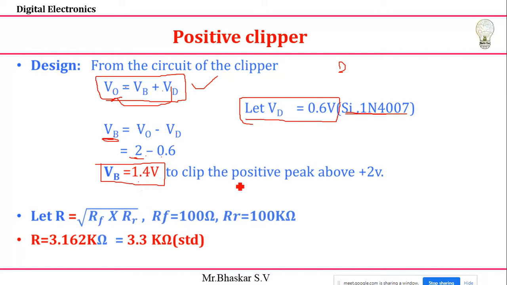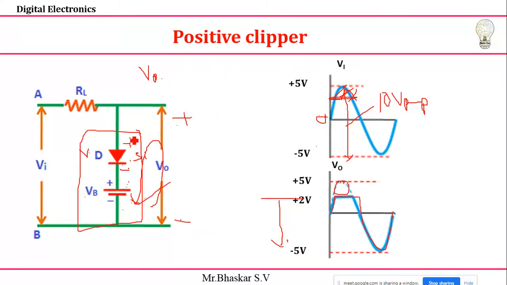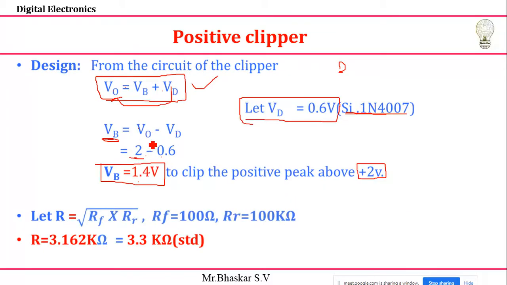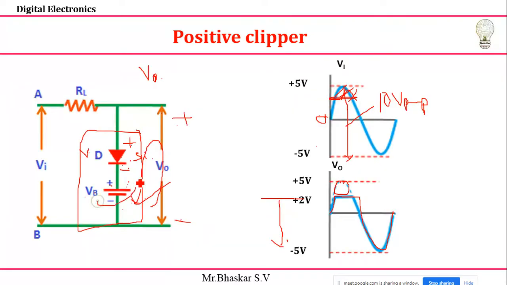So it is helpful to clip the positive peak above 2 volts. Clear? So this is the circuit output voltage. How to write? Output voltage is equal to VD plus VB, and for output voltage you just substitute 2 and the diode voltage 0.6. Then you substitute and simplify, and I'll get the value of VB. Next, the bias voltage I found in the circuit. Okay, then the diode voltage I know that.